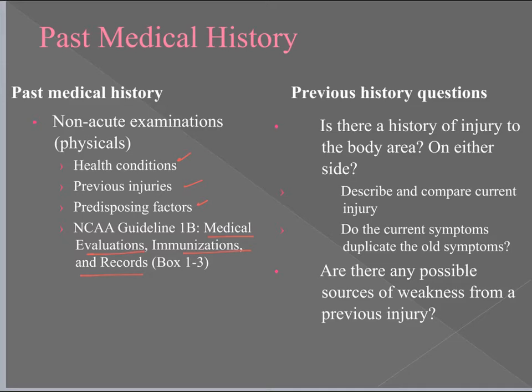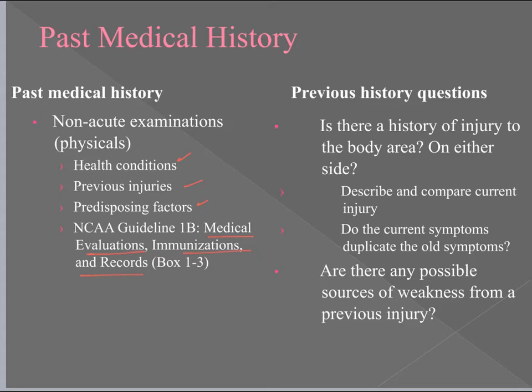So previous history questions that we want to ask: is there a history of injury to the body area on either side, right? So we don't want to just be focused on the right side that's injured. We also want to know if they've had previous history on the left side. What we know and what research suggests for ACL injuries, for example, is that it's a history of previous ACL rupture on the other side that leads to ACL rupture on the current side. So that becomes a very important question to ask, not just of the side you're evaluating, but on the opposite side as well.